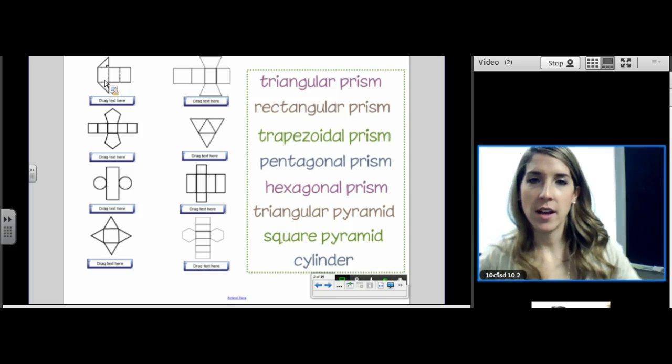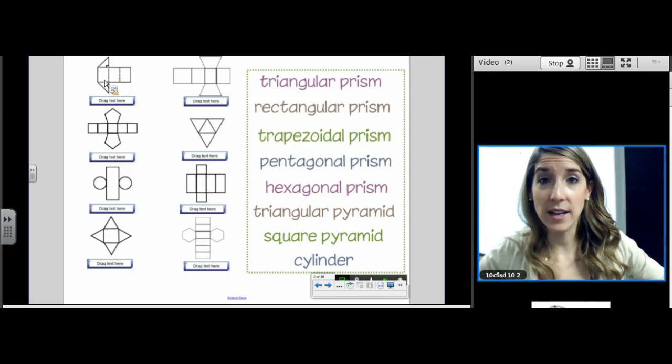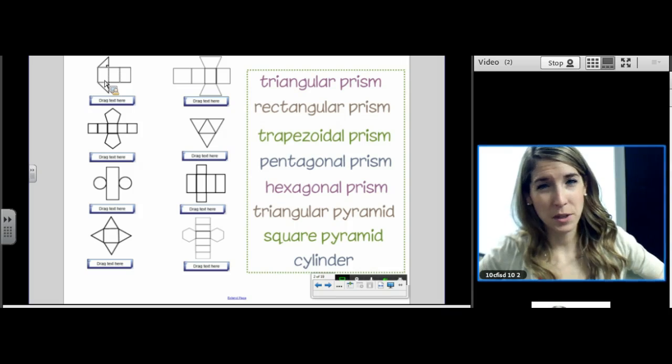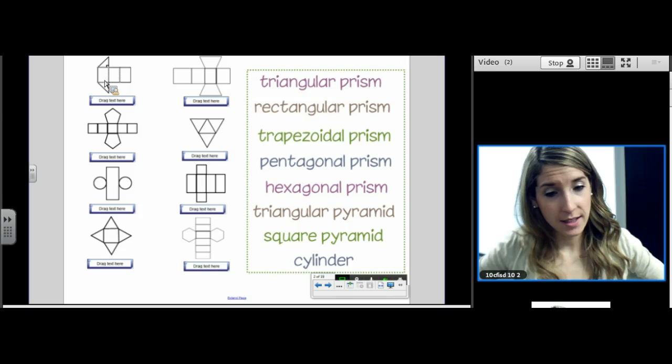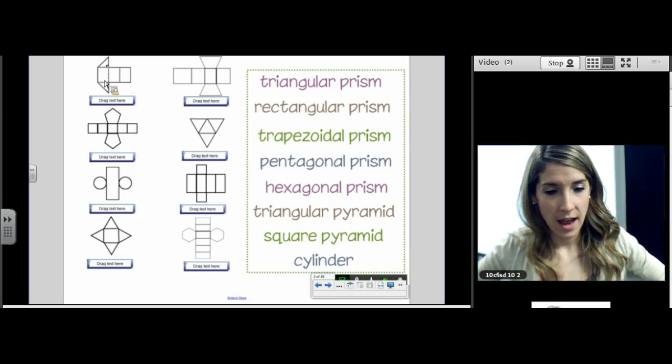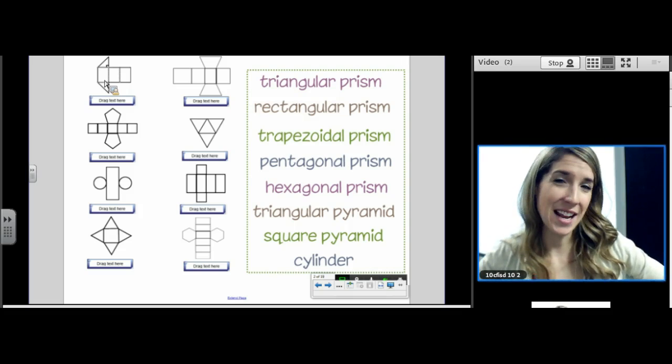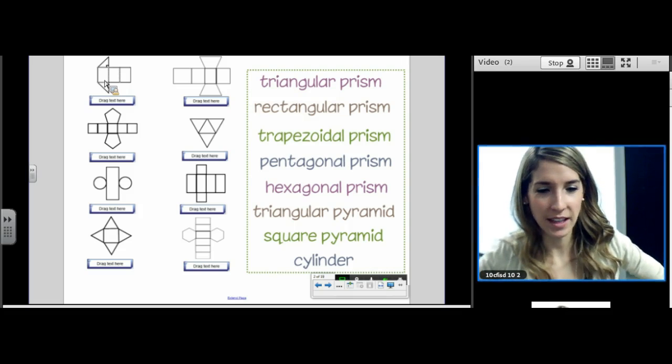So we're going to break it up into prisms, cylinders, which are kind of like a prism but the bases are circles, then pyramids, and then, what am I missing? Cones, and then spheres. I don't have the net of a sphere because the net of a sphere is actually really kind of difficult to draw.